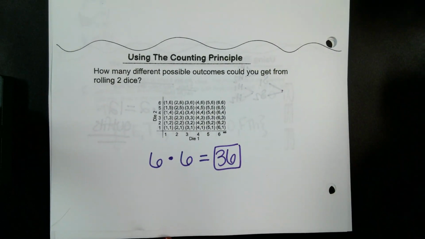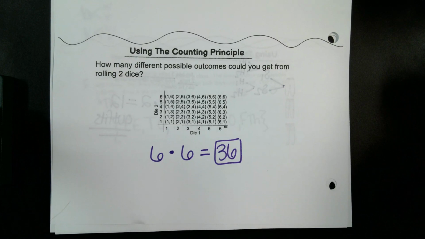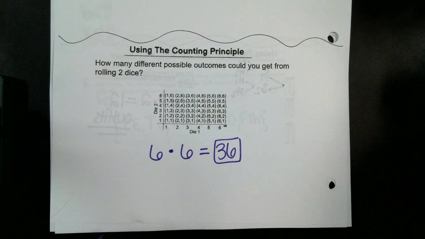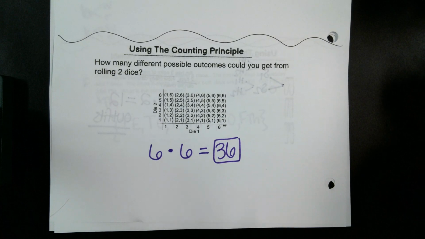You could roll a 1 on the first die, and then on the second one, a 1, 2, 3, 4, 5, or a 6. And then on the first die, you could do a 2, but then on the second die, 1, 2, 3, 4, 5, 6. So there's 6 options for each of the first die rolls. So 36 total options.